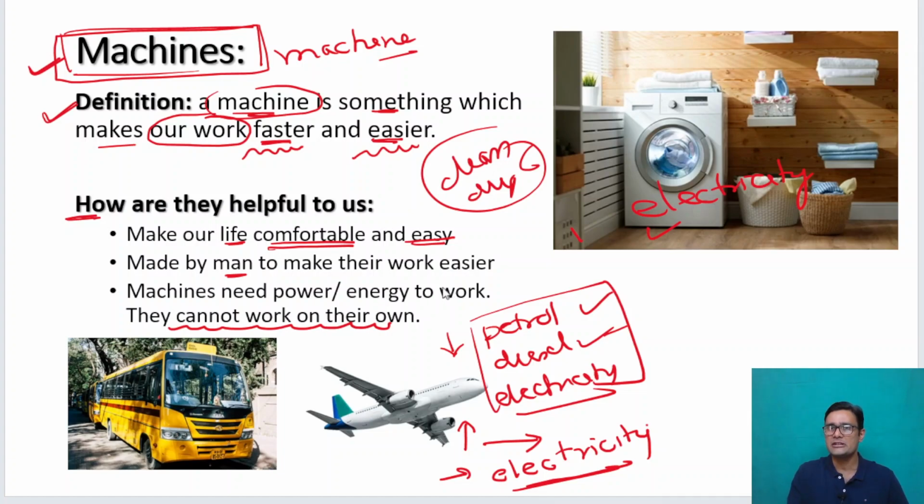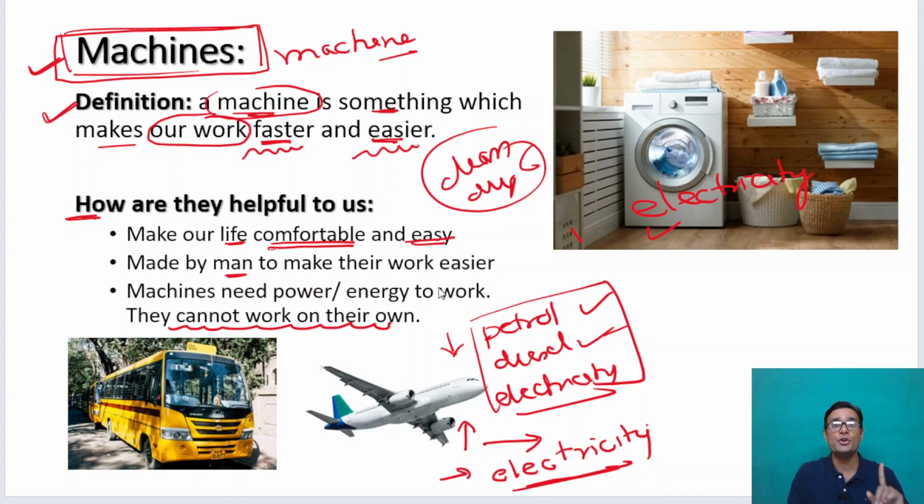Suppose there were no machines, you had to walk the entire distance. How difficult it would have been. How long it would have taken for you to reach from one city to another city. Before these aeroplanes and trains came, people used to walk. There were jungles, there were animals. It was so dangerous to walk from one place to another place. Now all that is gone, and because of these machines, life has become easy and comfortable for all of us.